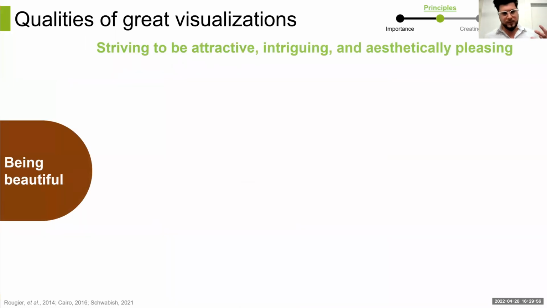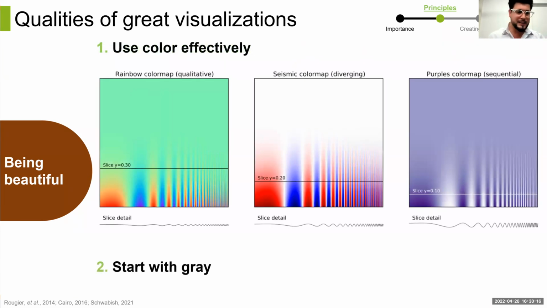The third quality of great visualizations is actually being beautiful, striving to be attractive, intriguing, and aesthetically pleasing for your intended audience. What matters here is not whether the objects of your creations are beautiful or not per se, but whether they are experienced as beautiful by as many people as possible. In this sense, color needs to be used extremely effectively.